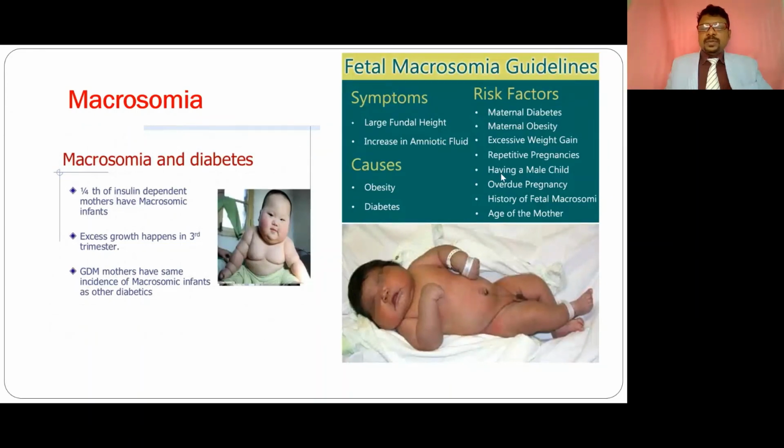Also repetitive pregnancies, where women get pregnant repeatedly without taking a break in between, 1 year to 1 year. Full-term babies take 9 months, so if they get pregnant again within the year, after a 1 or 2 month break, they may get a macrosomia baby. Also if the baby is a male child, there is a chance of macrosomia. And overdue pregnancy, that means after 41 weeks if they are not getting delivery, they may get macrosomia. Also any family history of fetal macrosomia. And the age of the mother, if more than 37 to 40 years, they may get macrosomia. So these are the causative factors for an overweight baby.